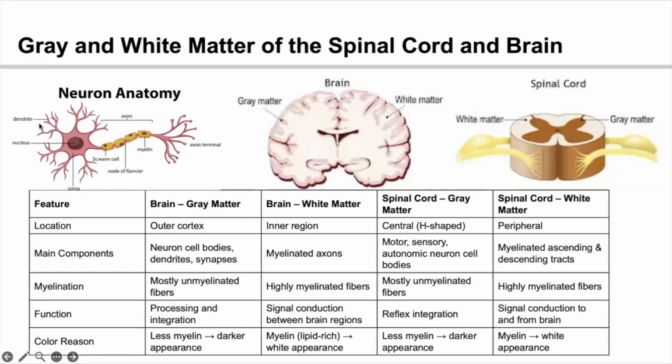So this is the neuron anatomy. As you can see, this is the cell body. These are the dendrites, and this is the axon. We are actually going to concentrate on the axonal part of the neuron. And as you can see, this neuron is myelinated, which means that it has a myelin sheath covering the axon.